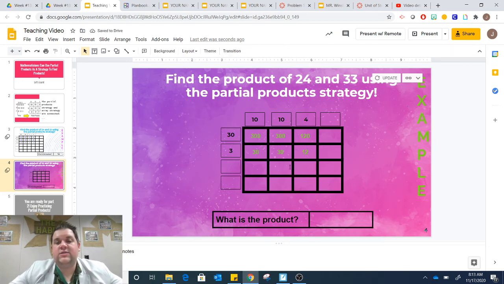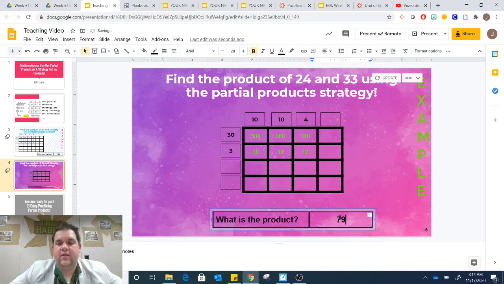Now I can add all these partial products together to find the product of 24 times 33. 300 plus 300 is 600. Plus 120 is 720. Plus 30 is 750. Plus 30 is 780. Plus 12 is 792. So my product is 792, and I was able to use less than 4 rows for each of my partial products.